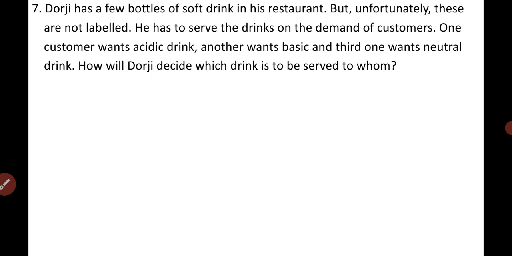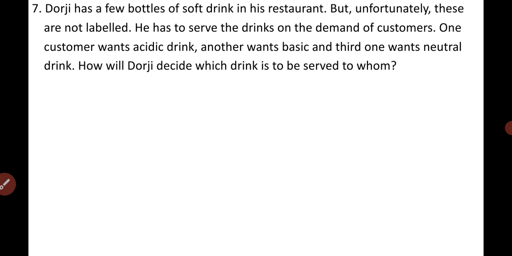There are three customers in the restaurant, and one of them wants an acidic drink, another wants a basic drink, and the third one wants a neutral drink. So how will Dorji decide which drink is to be served to whom? You understood the question? How will Dorji decide, because the bottles of the soft drinks are not labeled?